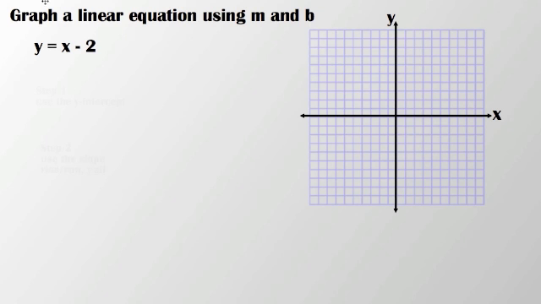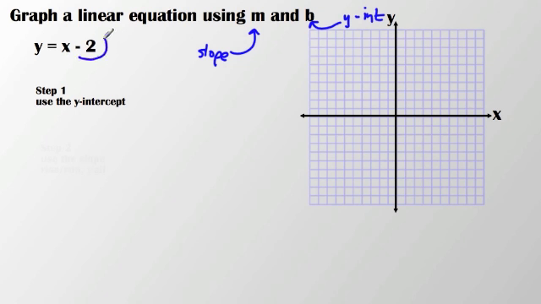How about though, if I just want to use the equation itself? I'm going to use the slope and the y-intercept. Remember, m stands for slope and b stands for your y-intercept. So first thing I'm going to do, step 1, I'm going to use the y-intercept. In this case, I see that the y-intercept is -2. So I'm going to go down to where y equals -2, and there's a point.